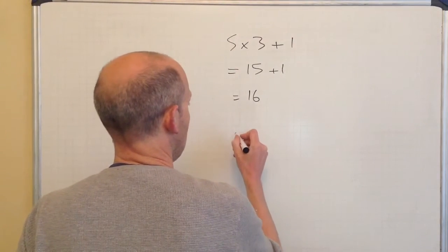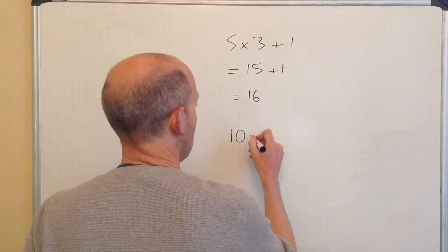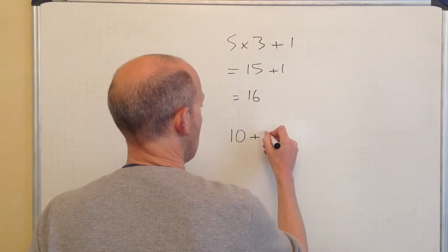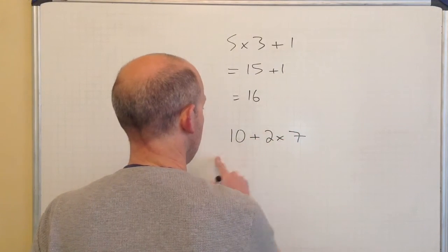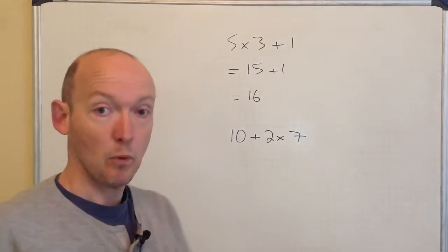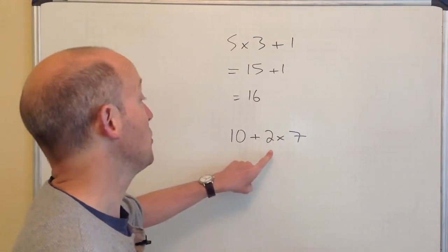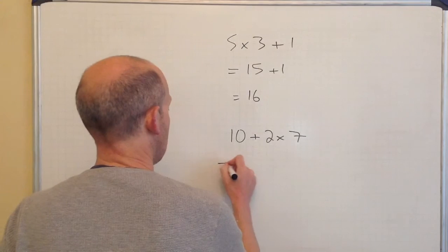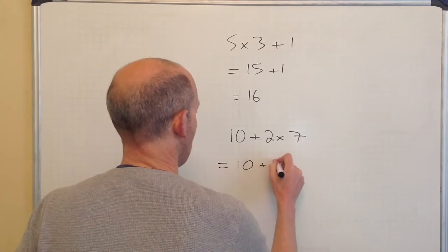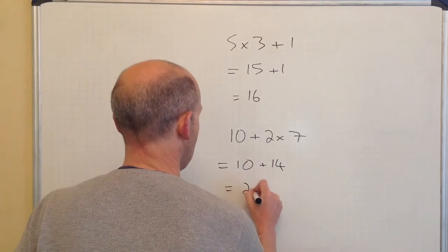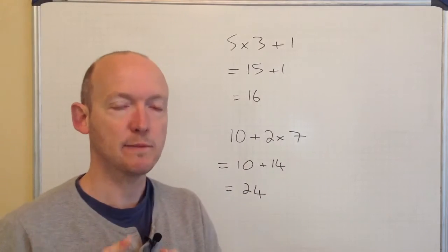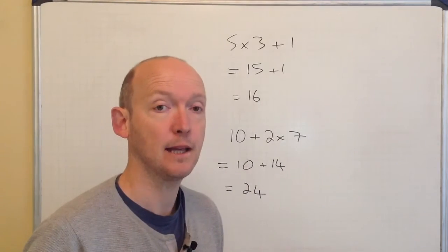Or we might have another, 10 plus 2 times 7. What do we do first? Well, again, we do the multiply first, so that's 10 plus 14, and 10 plus 14 is 24. So we always multiply before we do a plus.